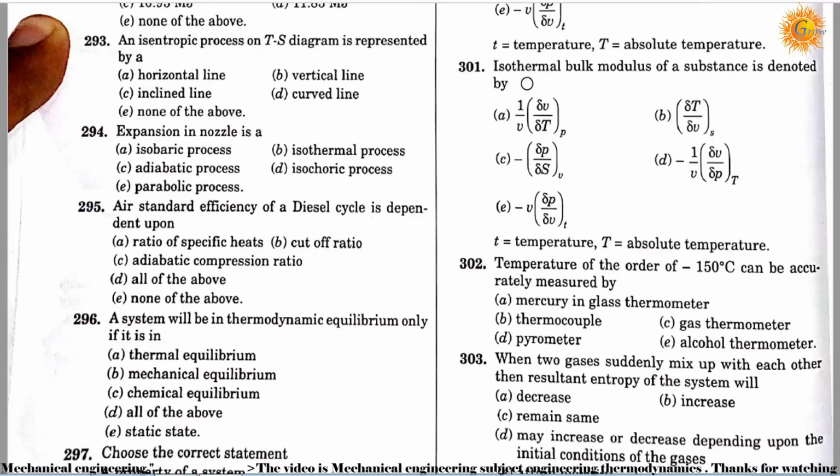Question number 301. Isothermal bulk modulus of a substance is denoted by option A, 1 upon V del V upon del T subscript P; option B, del T upon del V subscript S; option C, minus del P upon del S subscript V; and option D is minus 1 upon V del V upon del P subscript T; and option E is minus V del P upon del V subscript T, where small t is the temperature, capital T is the absolute temperature. So the correct answer is E.